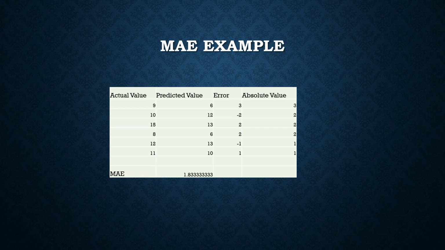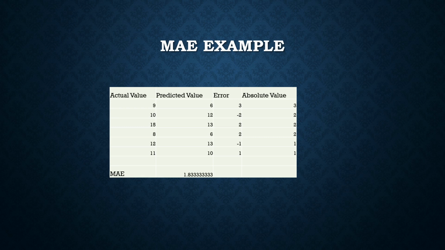Here's a mean absolute error example. We have the actual values there, and then we have the predicted values, and we have subtracted the predicted from the actual, and that gives us our error column. In our error column, we have negative and positive values. So what we're going to do is take it one step over, take the absolute values, then take the mean of the absolute values, and you see that the mean absolute error down below was 1.83333.